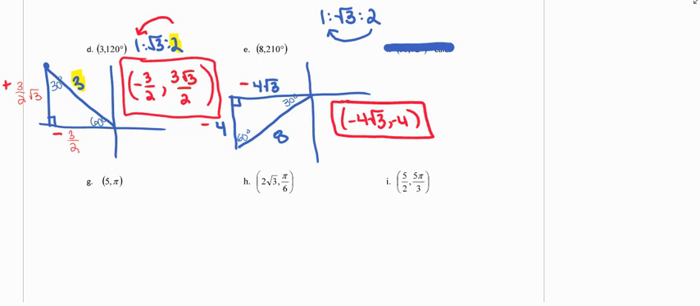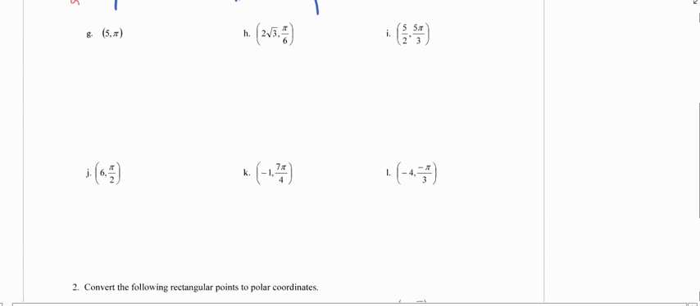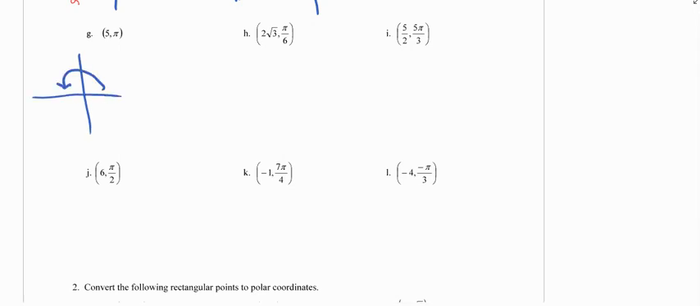All right, moving on to letter G. Letter G says 5, comma, pi. So pi radians is going to put me over here on the negative x-axis at a distance of 5 units from the pole. So the name of my xy coordinate, that's 5 units to the left of the origin and 0 units up and down, negative 5, 0. Ooh, I like that one. I like those ones that end up on the axes.